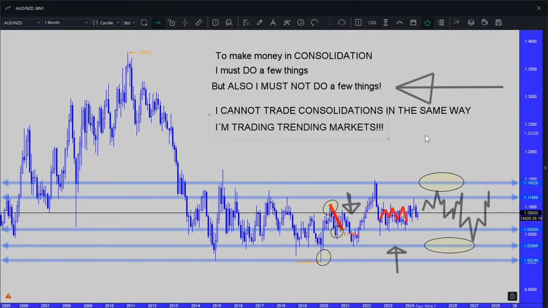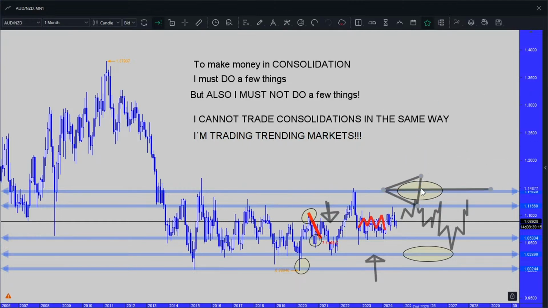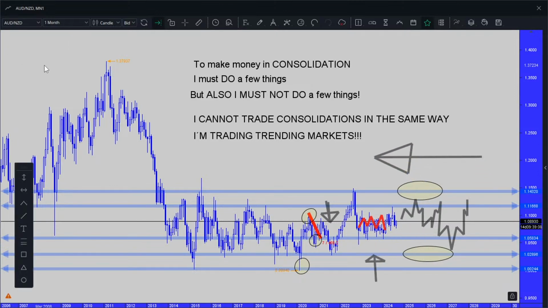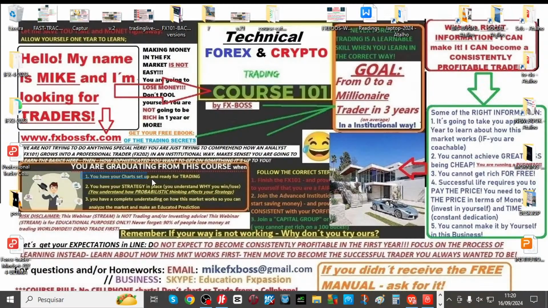All right, everybody? So this is a concept, right? Wait for the market to come to resistance or support. Remember, you are going to graduate from this course when you have your chart set up and ready for trading. So we are working on number 1 and number 3 today. You have a complete understanding of how this market works.